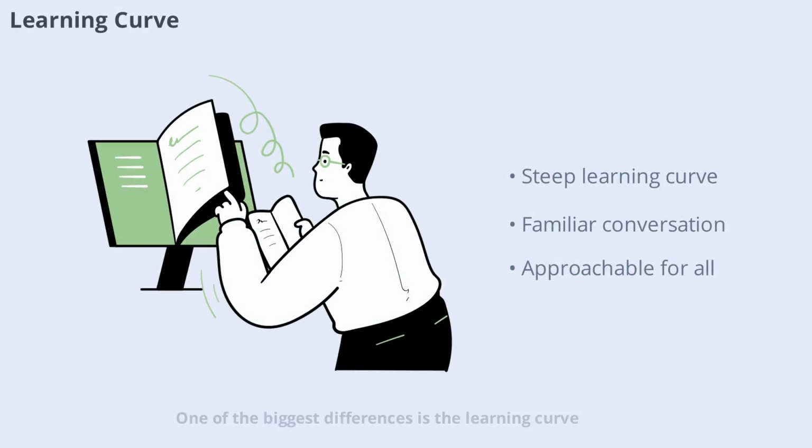One of the biggest differences is the learning curve. Traditional interfaces often require users to learn how to use them, where things are, what icons mean, and how to complete tasks. Conversational AI aims to reduce this barrier by allowing users to interact in a way that feels familiar, through conversation. This can make technology more approachable for everyone, regardless of their technical background.